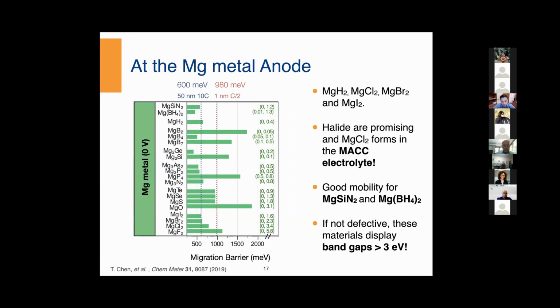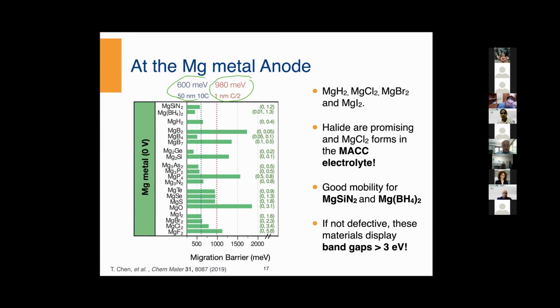So let's look now at some of the chemistry that we have identified. On the x-axis, I'm showing you the migration barrier. On the y-axis, the number of materials. And what you see here are my 2 boundaries that I set: 600 meV for a thick particle but fast discharge, 980 meV as a maximum tolerable barrier for a thin layer discharged rather slowly.